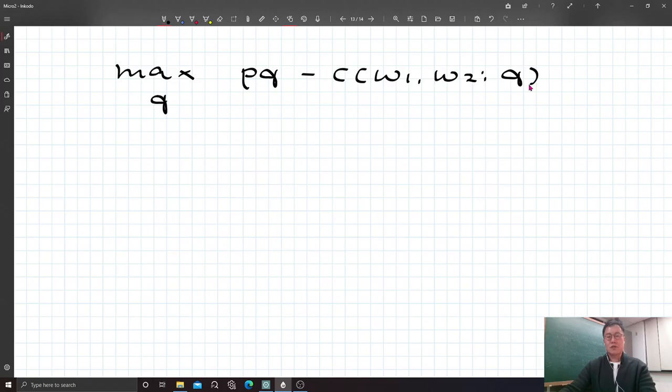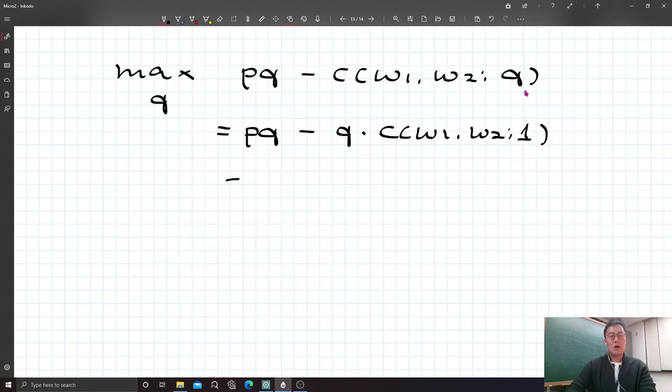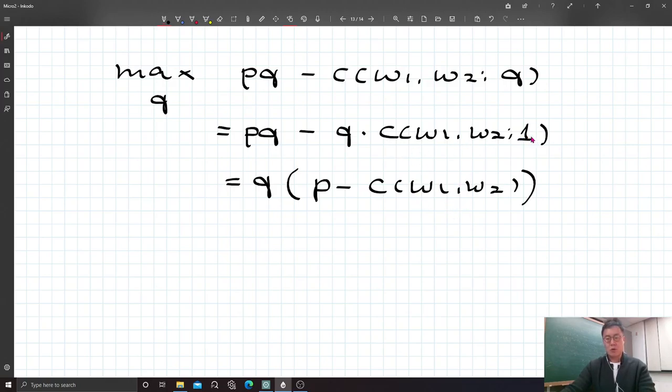But with the CRS technology, we know this cost function is linear with respect to Q. Meaning that we can rewrite this expression as PQ minus Q times unit cost. Then we can factor out Q: P minus C, the unit cost. Let me write unit cost by dropping this number 1, just C of W1 and W2, a function of input prices.